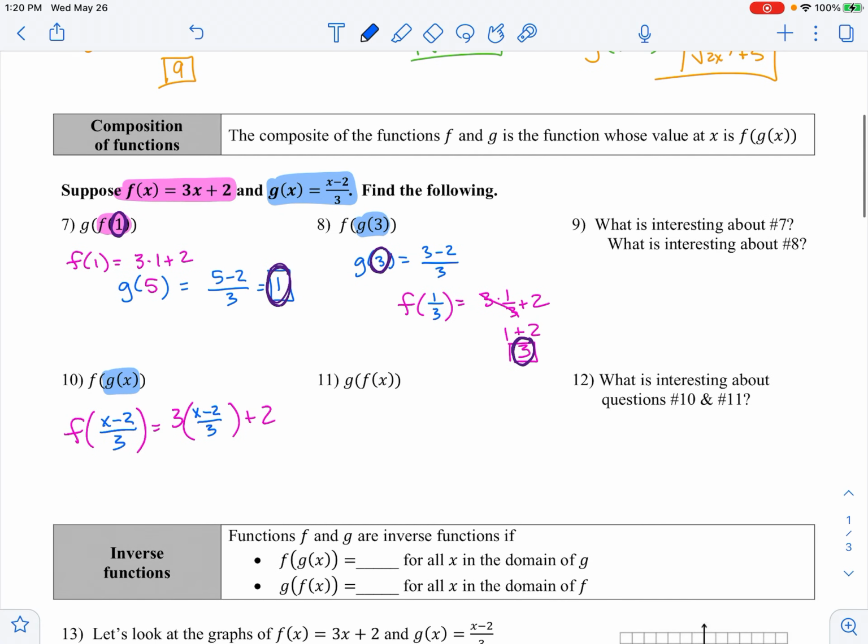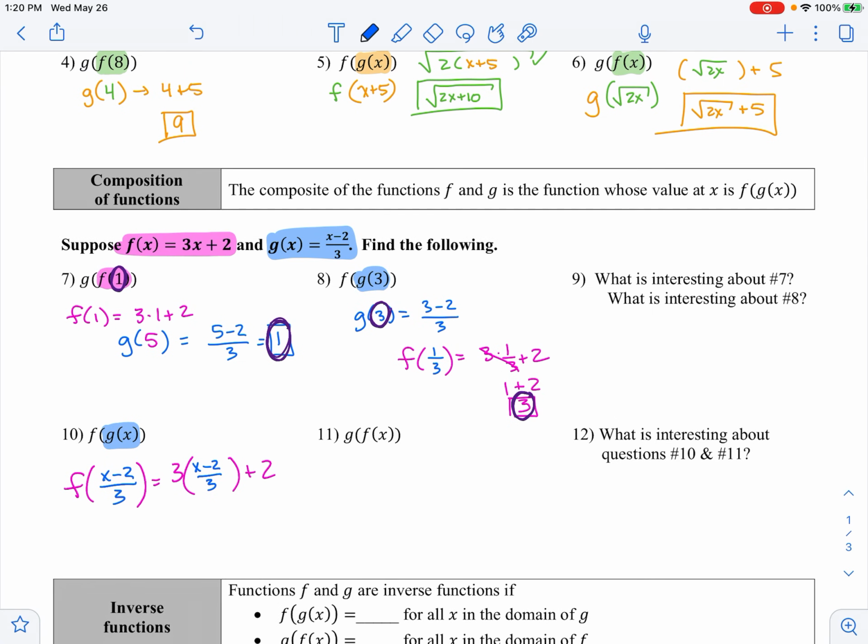Let's simplify here. 3 really is 3 over 1. I'm multiplying by a fraction over 3, so those 3's cancel. I get x minus 2 plus 2, and I get x as my answer.